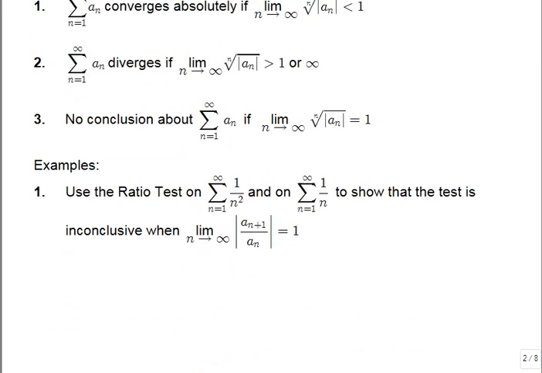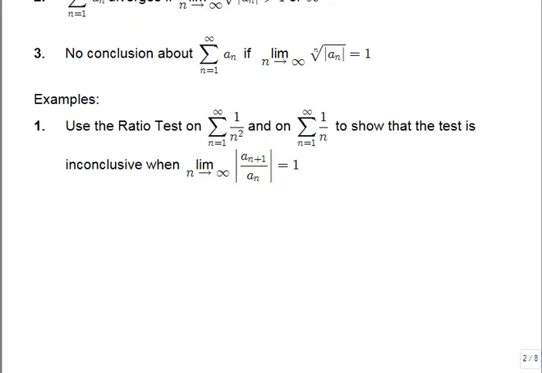So the first example here, we want to use the ratio test on the series 1 over n squared and on the series 1 over n to show that the test is inconclusive when the limit is equal to 1. So if we start with the series 1 over n squared, we know that this converges because it's a p-series with p equal to 2, which is greater than 1. So we know that this is a convergent series, so let's take a look at what the ratio test would tell us.